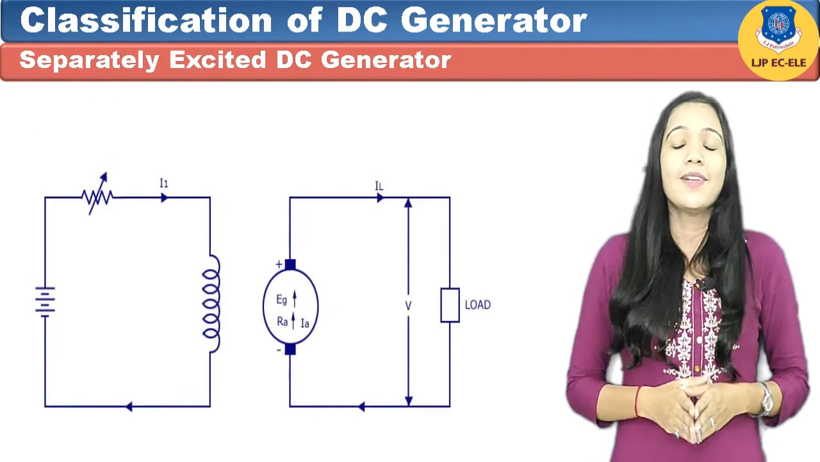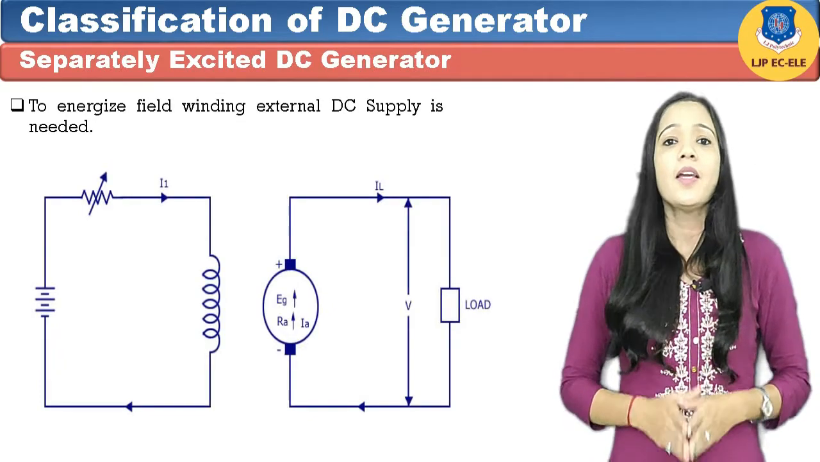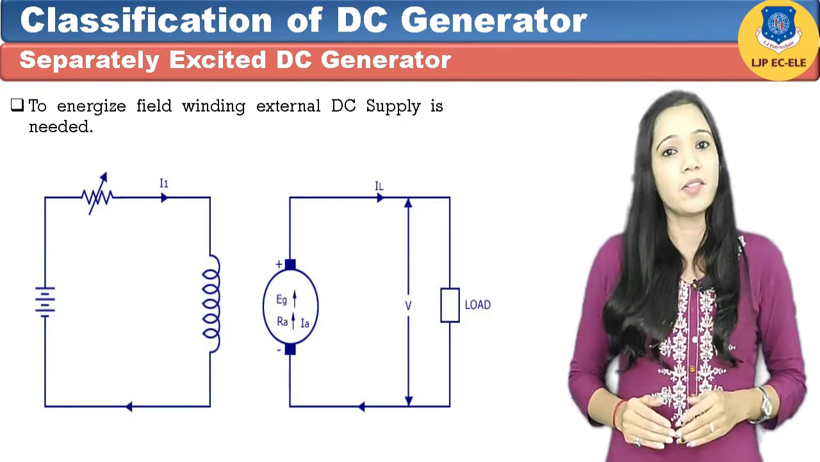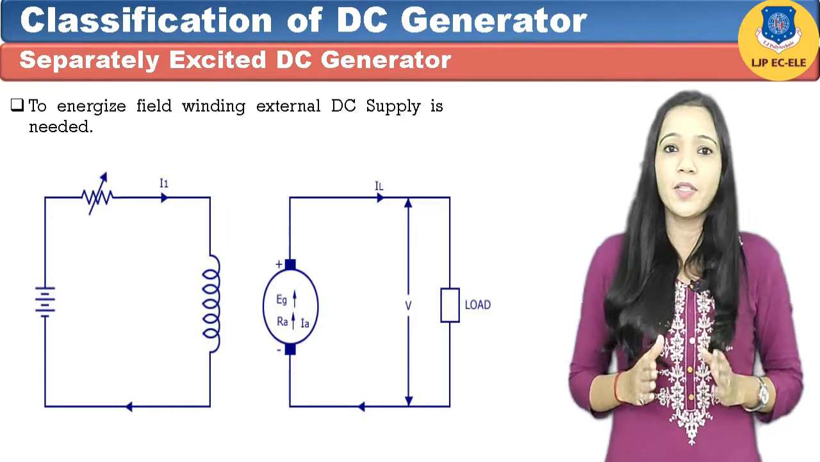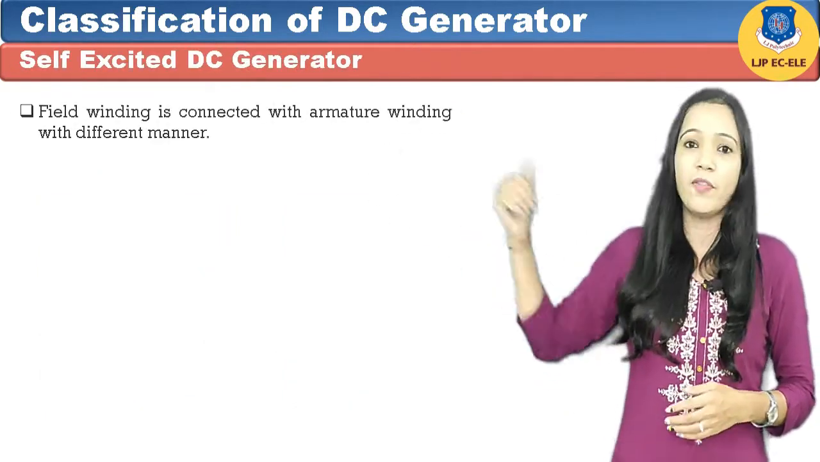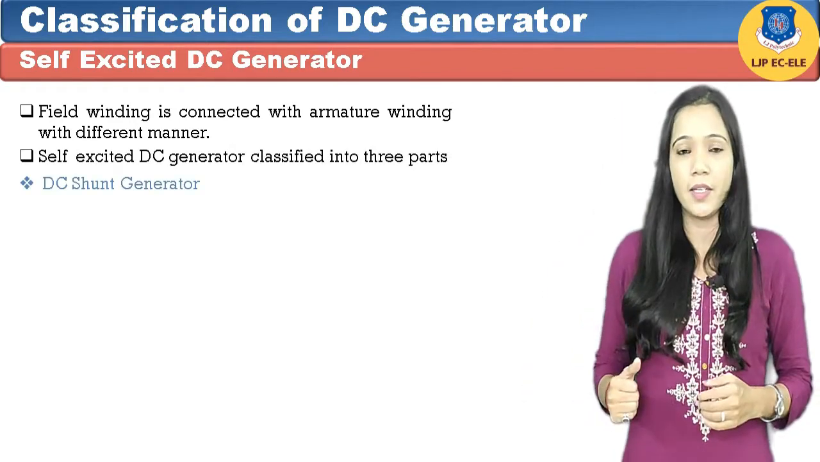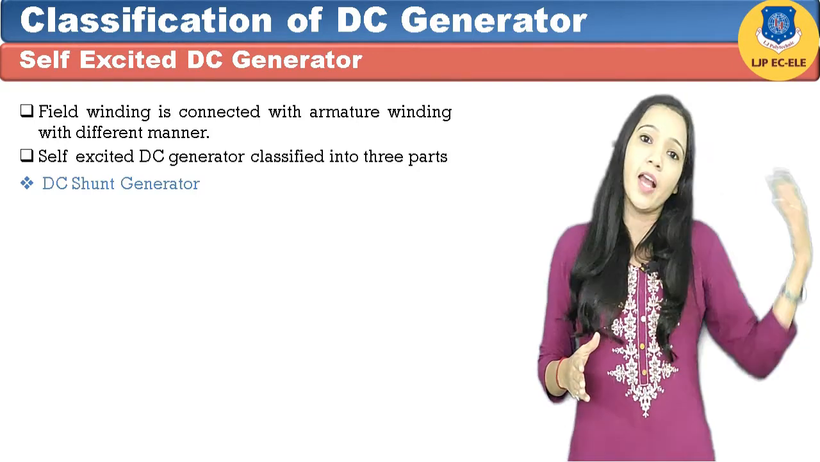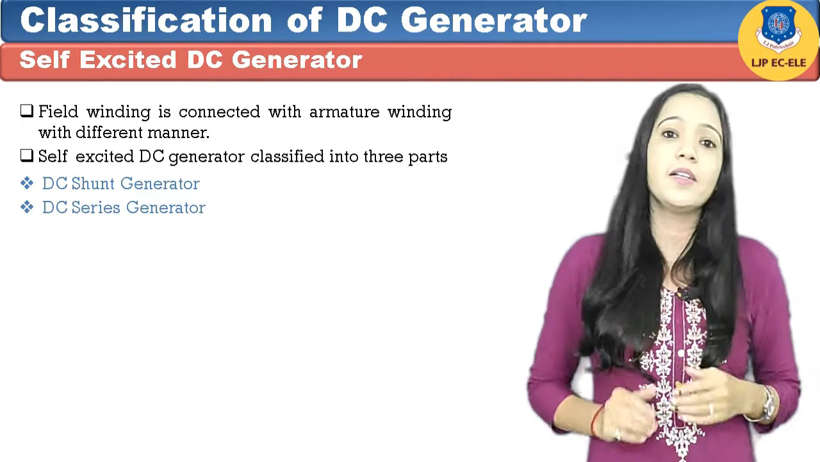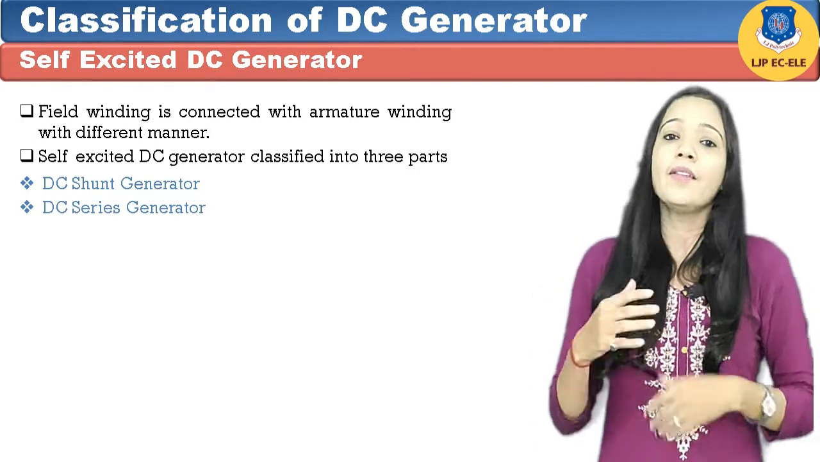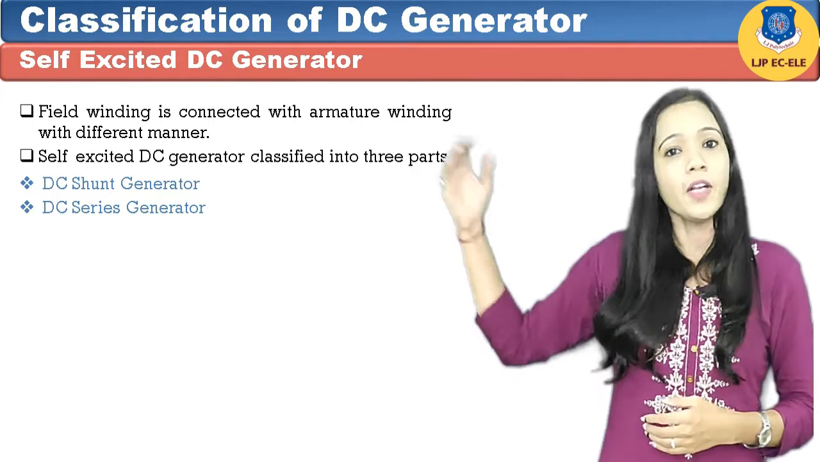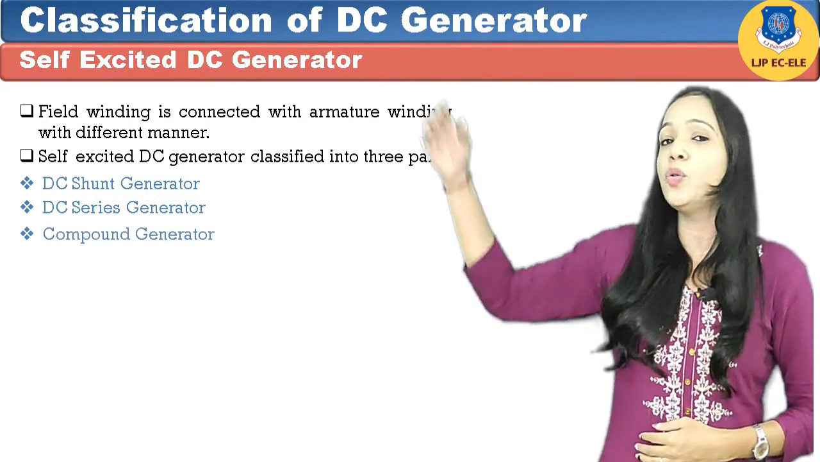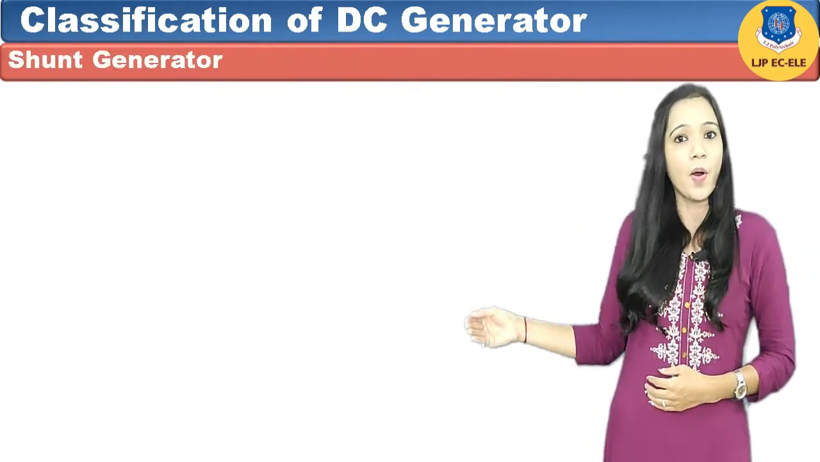First, let's discuss the separately excited DC generator. In a separately excited DC generator, to energize the field winding, we need an external DC supply. This type of DC generator is rarely used, you can see from the figure. The next is self-excited DC generator. In a self-excited DC generator, there is no need to energize the field winding with the help of an external DC supply. In a self-excited DC generator, the field winding and the armature winding are connected in different manners, and on that basis the self-excited DC generator is classified into three parts: shunt generator, series generator and compound wound generator.